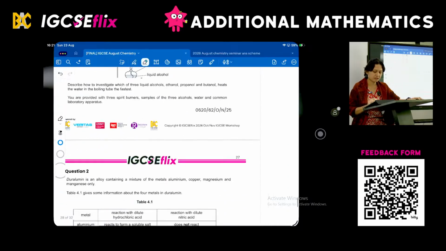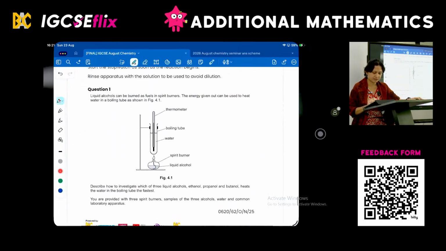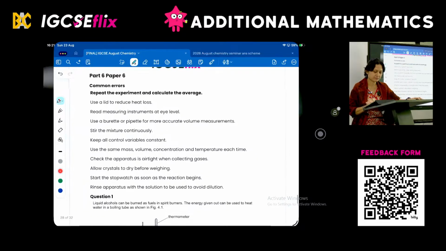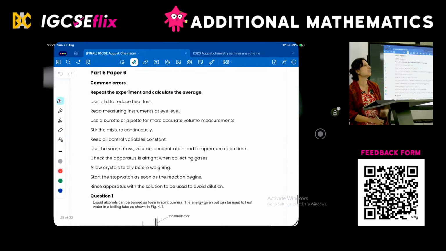All right. Please turn to, there. Here it is. All right. Paper 6. All of you doing paper 6? Anybody doing paper 5? No, I don't think so, right? Anyone doing paper 5? No, okay. So, paper 6, what are the common errors?